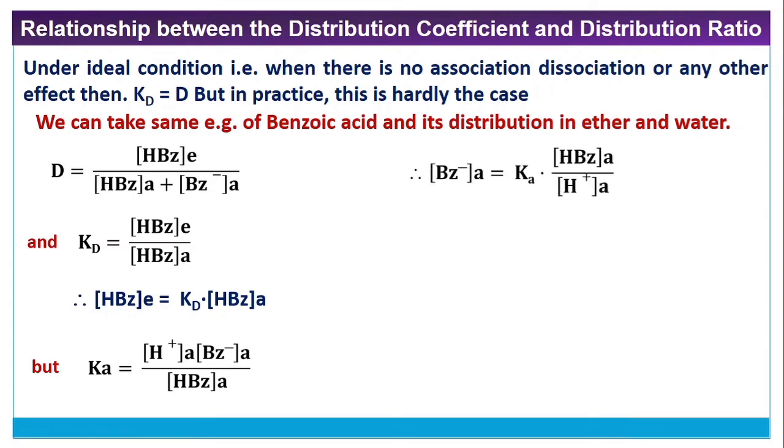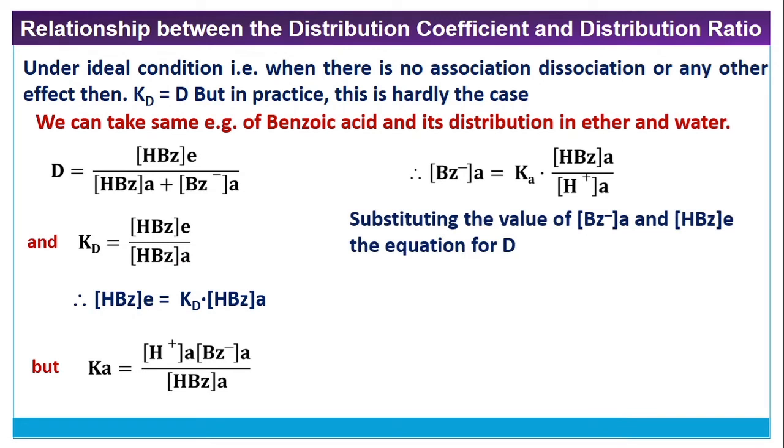So we will write this equation in another form. The concentration of benzoate ion in the aqueous medium becomes equal to the dissociation constant of the acid times the concentration of benzoic acid divided by the concentration of H plus ion in the aqueous medium.